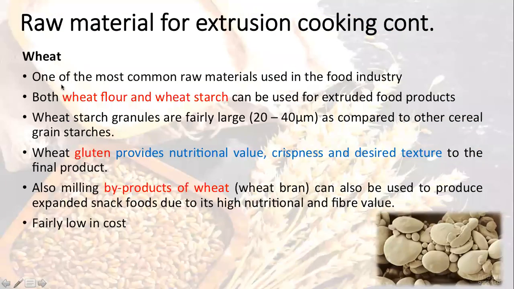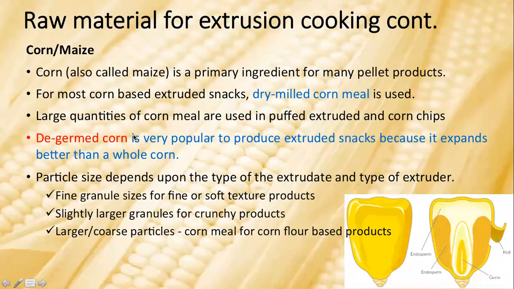So for raw materials, we basically use wheat, as we have discussed, rice and corn-like materials. When it comes to corn, it is recommended to use degermed corn. Degermed corn is very important to produce extruded snacks because it expands better than whole corn.